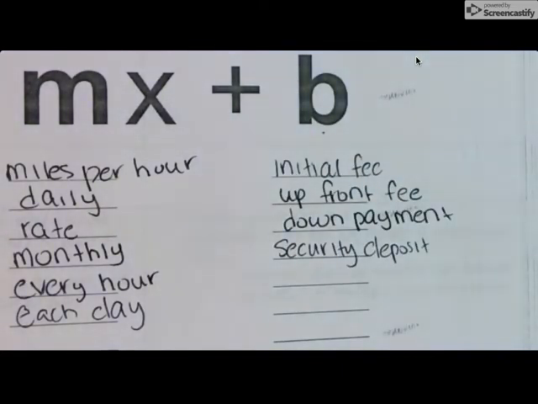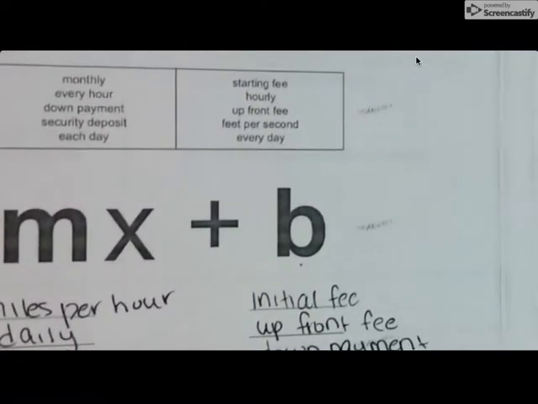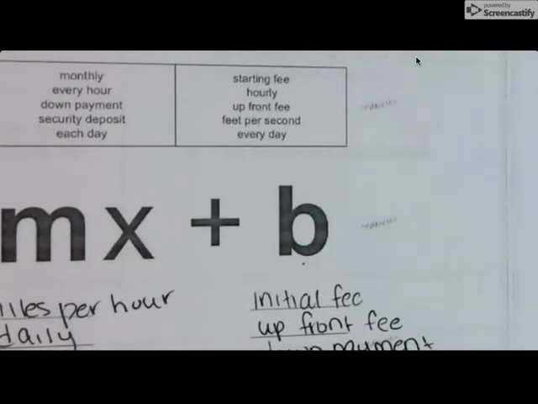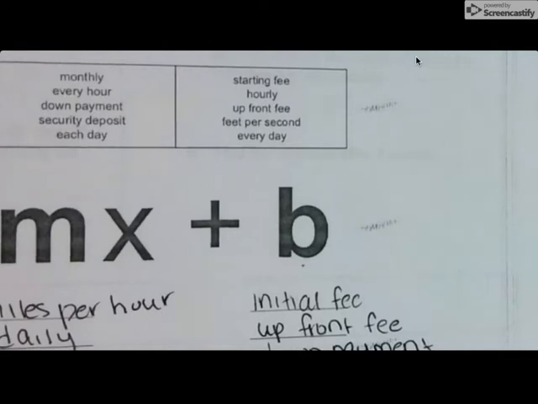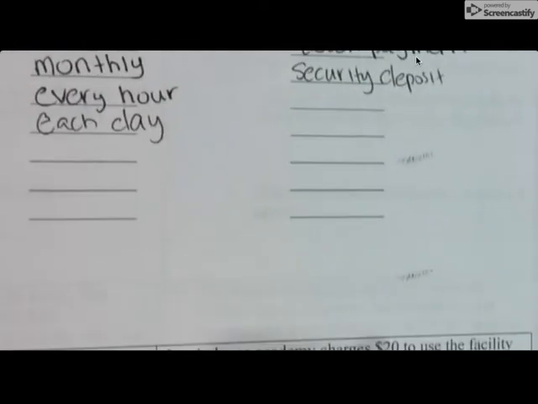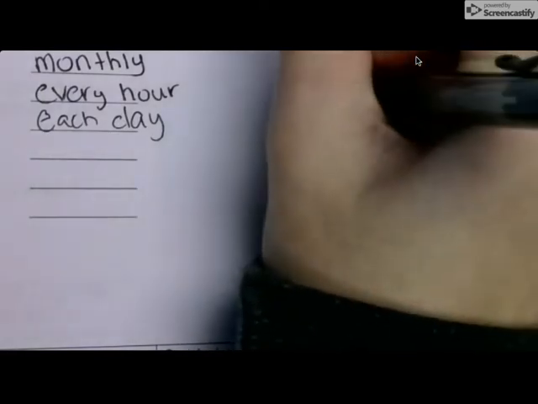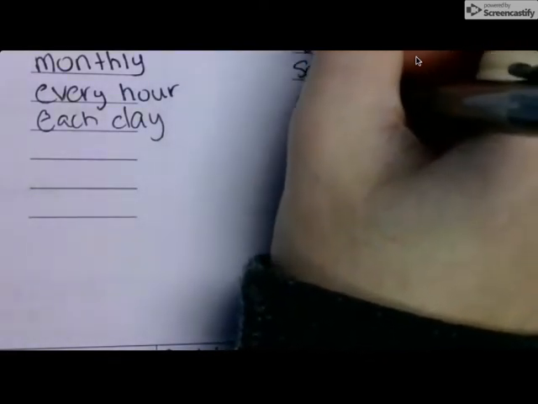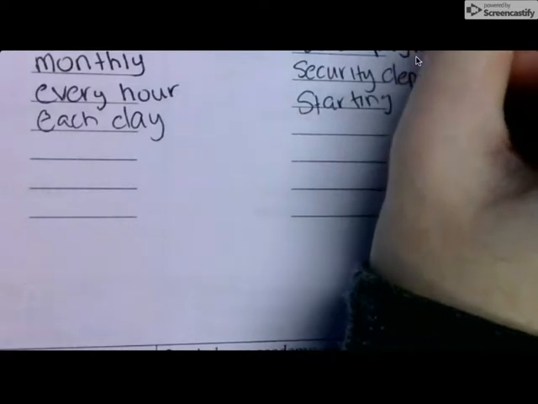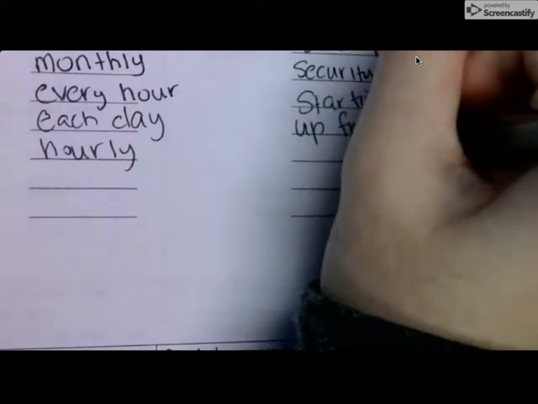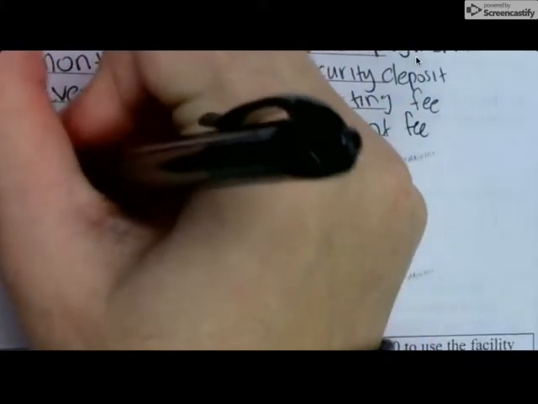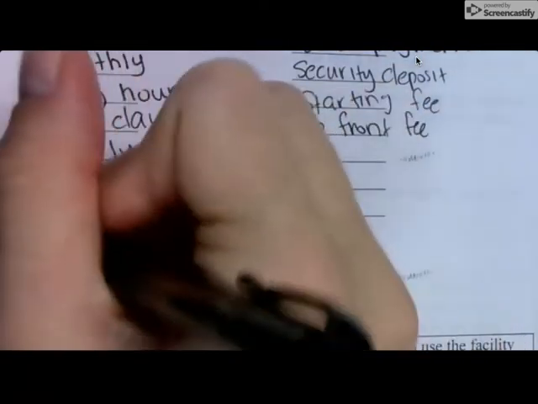Okay? So I want you to try to do the last one. The third box: starting fee, hourly, upfront fee, feet per second. See what you get. Miss Davy, pause the video. Welcome back. You should have had starting fee under B. You should have hourly under M, upfront fee in the B, feet per second in the M, and every day in the M.